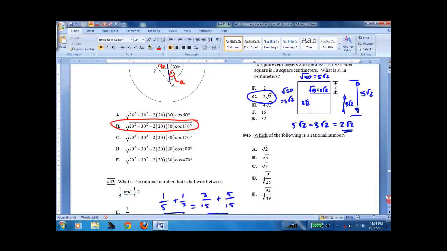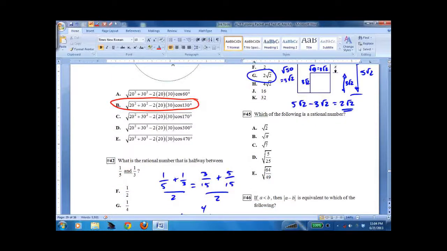Which of the following is a rational number? A rational number means it can be expressed as a ratio. And you can go through them all, but this is square root of 64 over square root of 49. If you put them all in your calculator, it's the only one that'll give you a simple decimal that's repeating. All the other ones you put in your calculator will not repeat, so E it is.